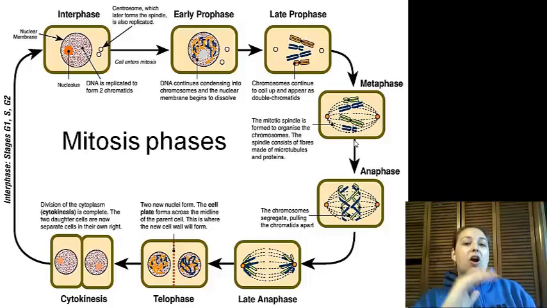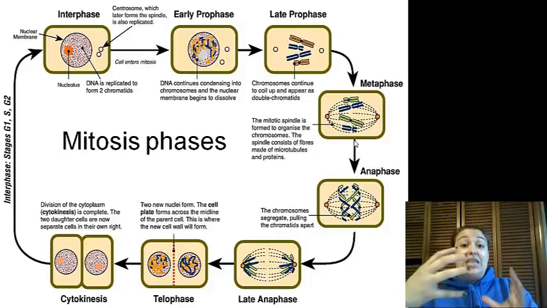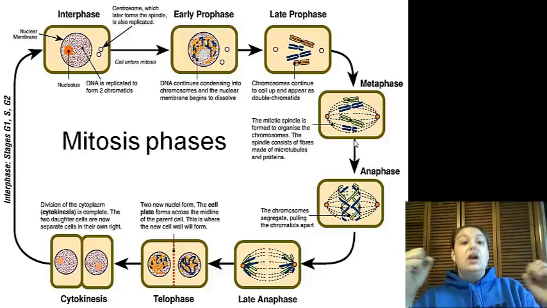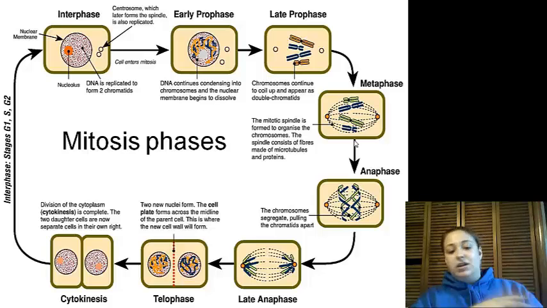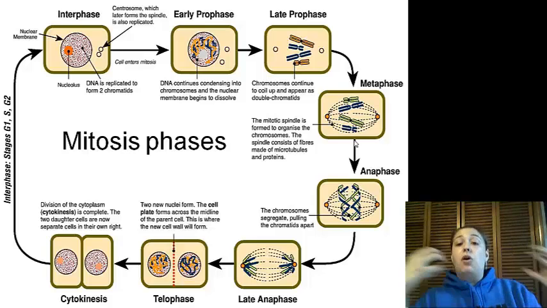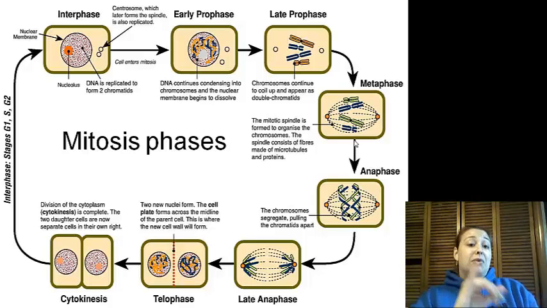Again, mitosis is all about the genes, the DNA being copied and separated. Only when we hit cytokinesis do we care about the organelles or any of the other parts. But remember, mitosis is talking about DNA. Cytokinesis is everything else splitting.